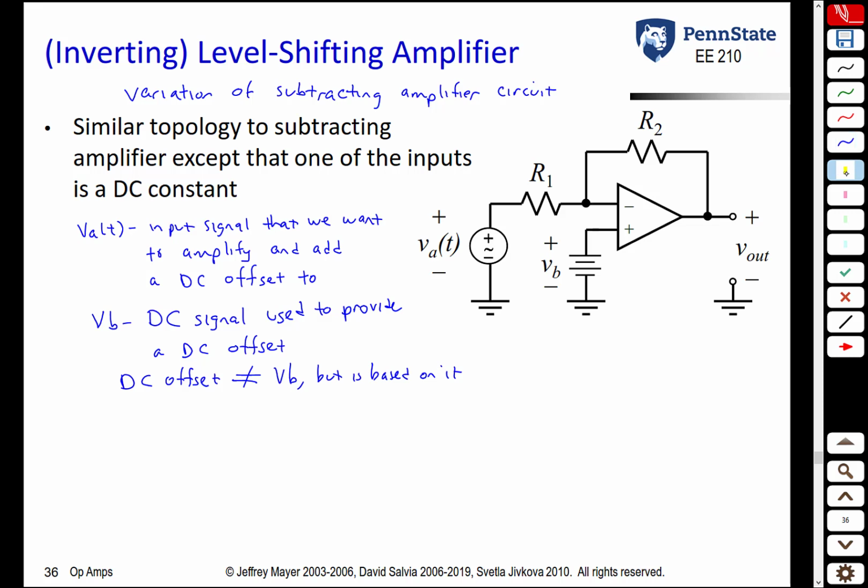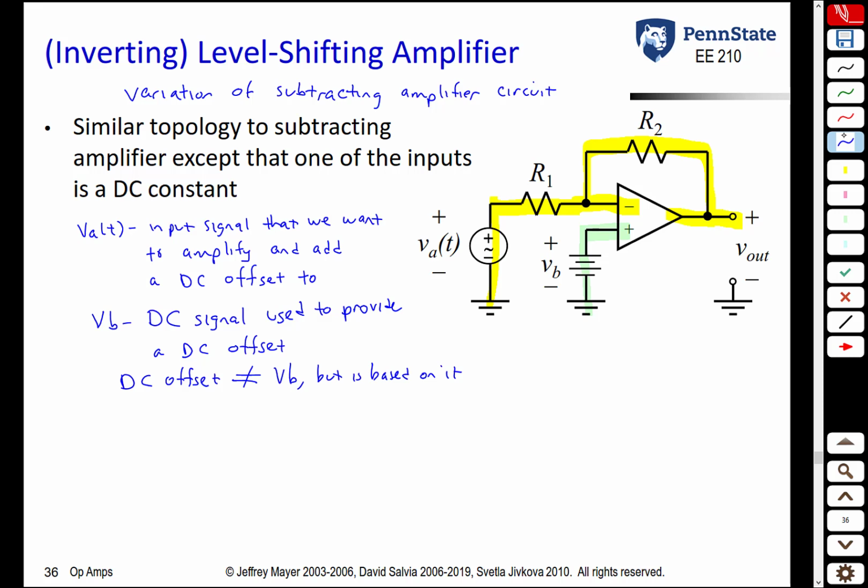Let's look at the configuration. So our signal that we want to amplify, VA of t, is connected through a resistor R1 to the inverting terminal of the op-amp. Then we have a feedback resistor R2, like we've had in most of these canonical forms, connecting the inverting input terminal of the op-amp to the output terminal of the op-amp. Finally, we have this DC signal VB connected between ground and the non-inverting terminal of the op-amp.